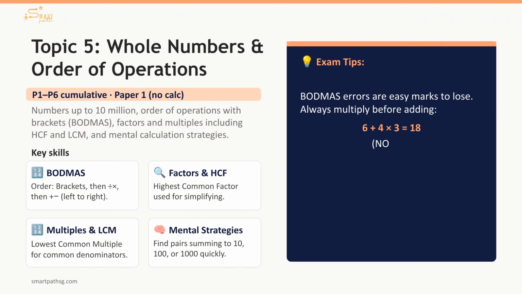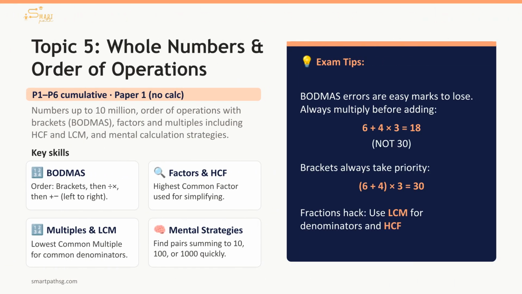Whole numbers and order of operations underpin every Paper 1 question. BODMAS errors are common careless mistakes. So-called careless mistakes are really questions you need more practice on. Think about it. Regardless how careless you are, you probably won't get 1 + 1 wrong, right?